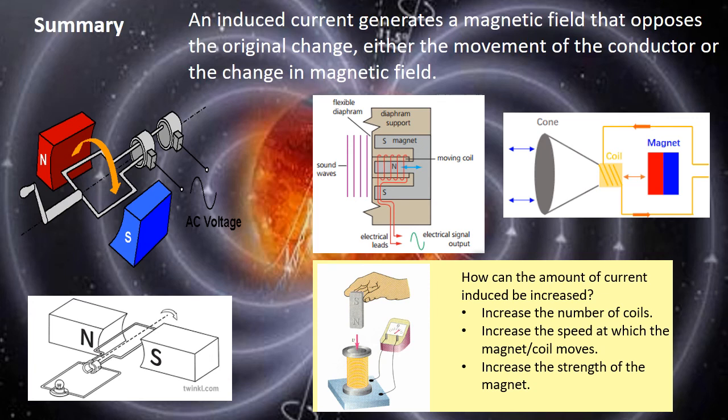Summary then. We've got a diagram of the alternator, AC. We've got a diagram of the dynamo, DC. Loudspeaker, microphone, and how we would increase the amount of current or potential voltage that we induce. So I'll see you next time for the last lesson on the magnetism and electromagnetism topic.